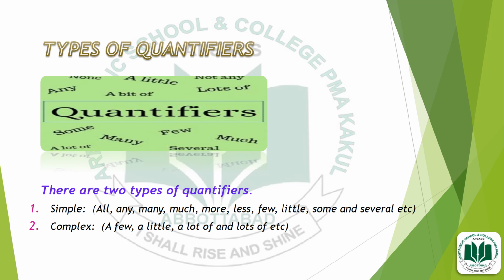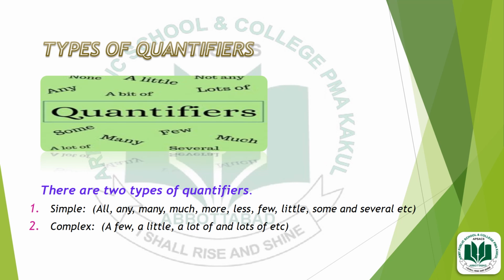The quantifiers which are included in simple are all, any, many, much and more, less and few, little, some and several, etc. Students, please note down that all these quantifiers are one word. That's why they are known as simple quantifiers.